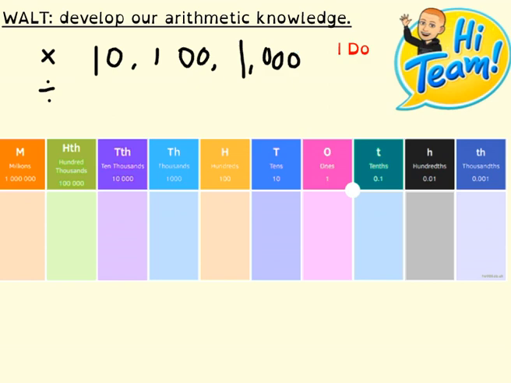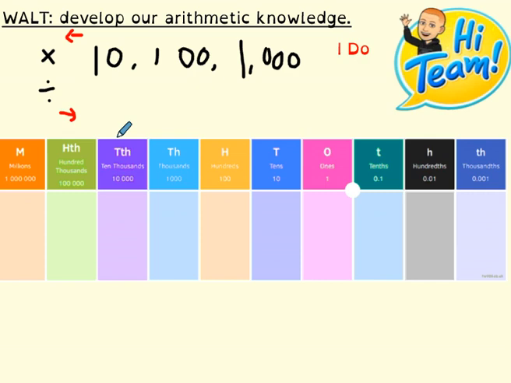So we know if I am timesing, I am moving my digits to the left. Okay, if I'm timesing by 10, 100 and 1,000, I'm always making my numbers bigger. If I am dividing by 10, 100 and 1,000, I'm making my numbers smaller. So I'm sliding my digits to the right.